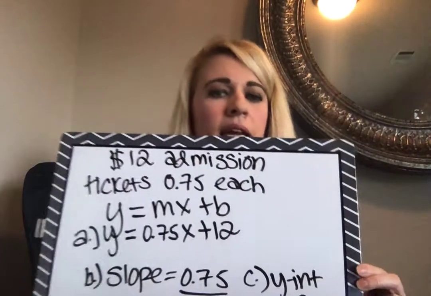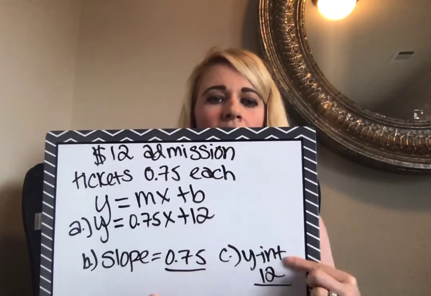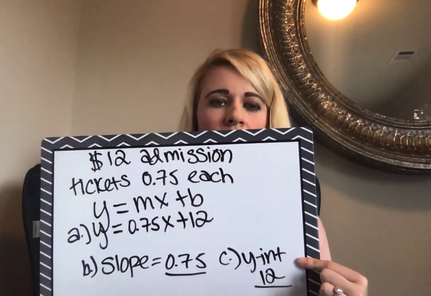So here's B and C. B is your slope, which is 75 cents. That's how much it is per ticket. And for you to get into the fair, that's your y-intercept. It's $12.